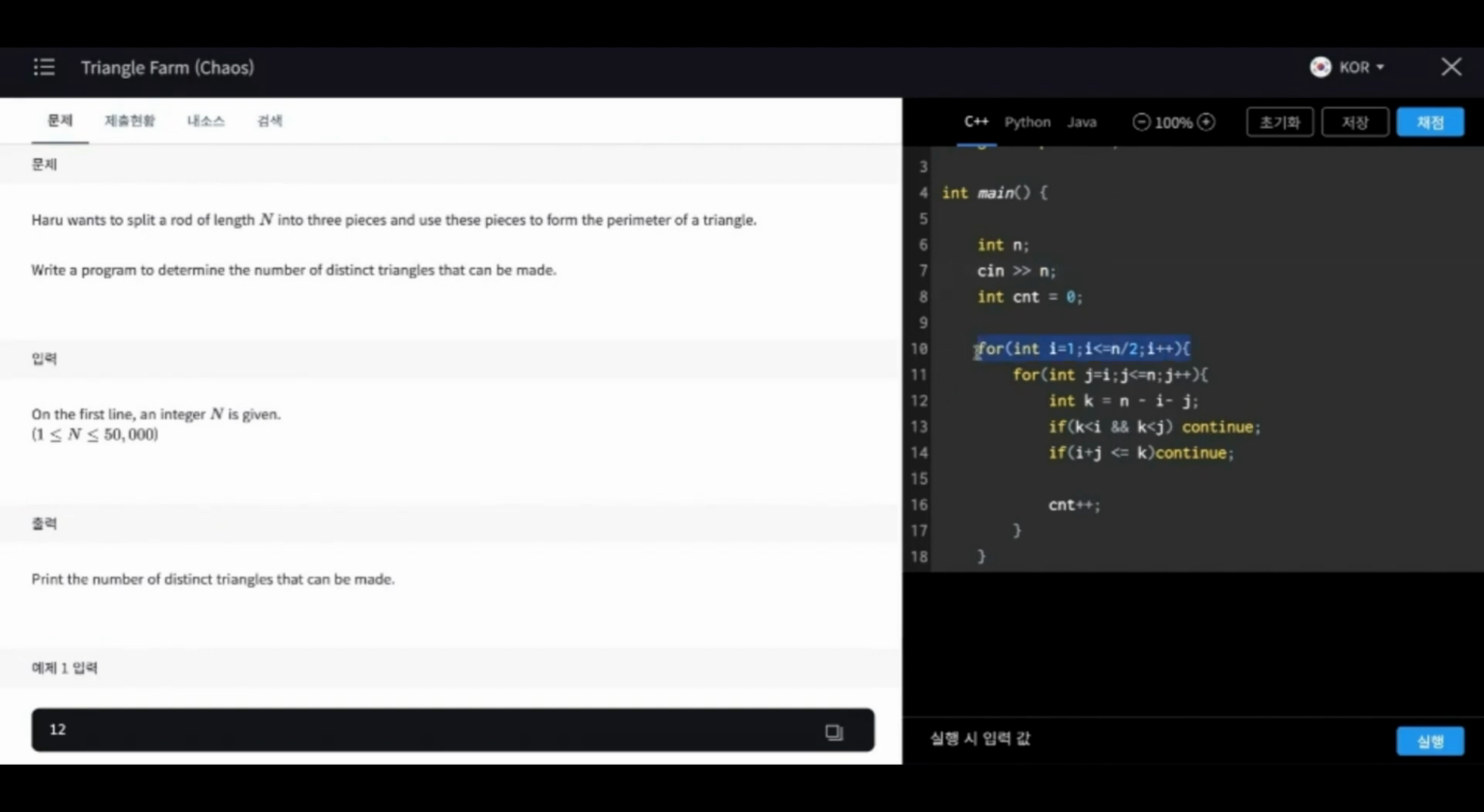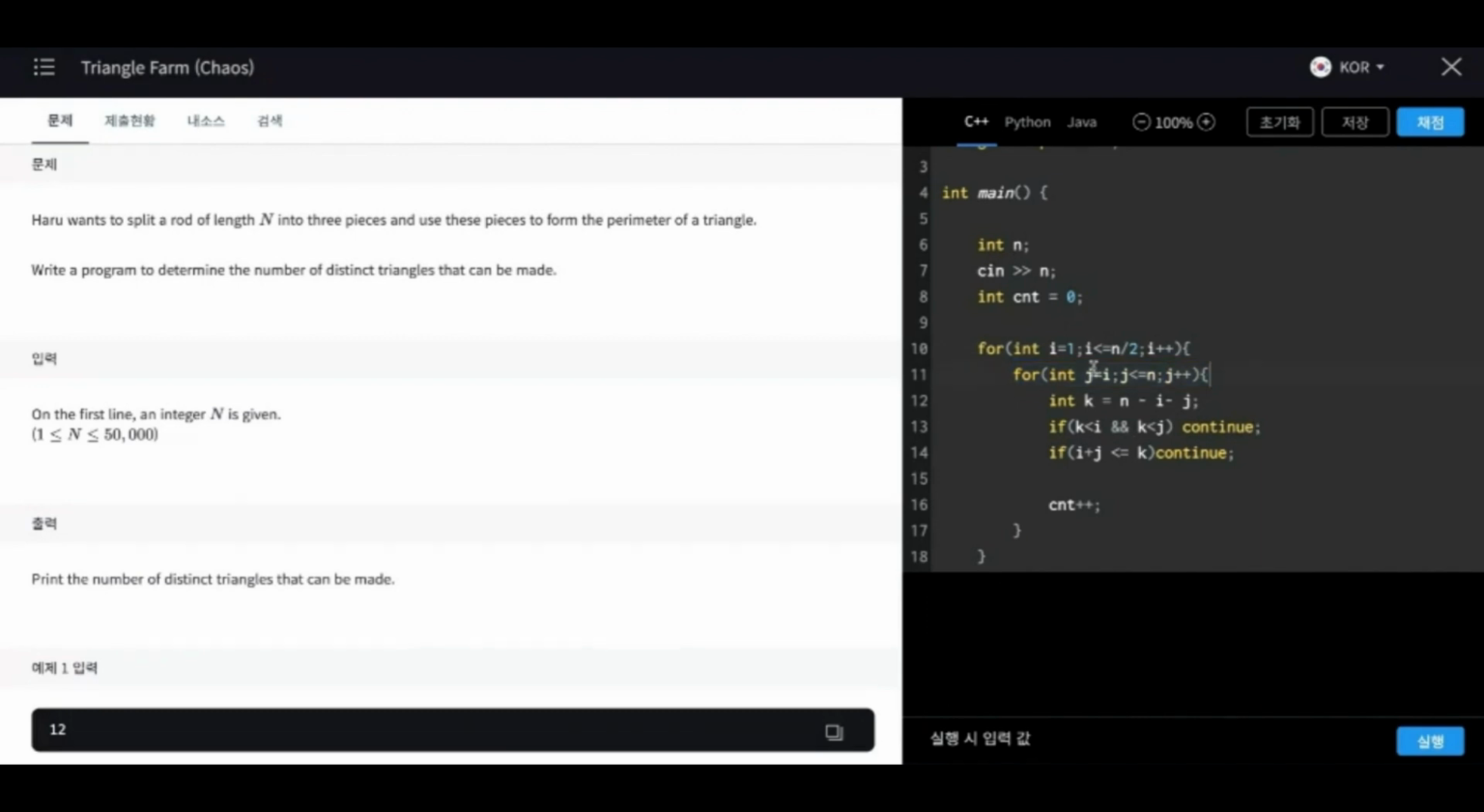So we can do that i goes from 1 to n divided by 2. Because i is the smallest side, the worst case would be like i is n divided by 2, j is n divided by 2, and k is n divided by 2. That goes beyond n. So you can even turn this into n divided by 3. But for simplicity, it's n divided by 2 here. It's going to work if you have n divided by 3 as well.